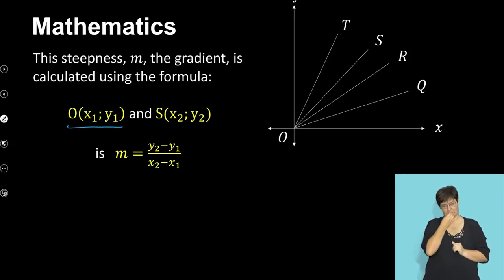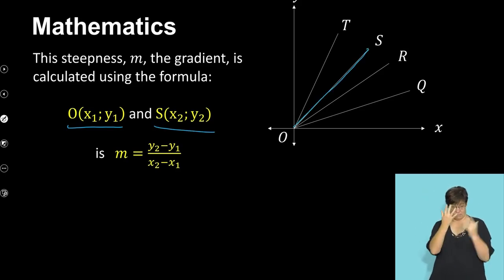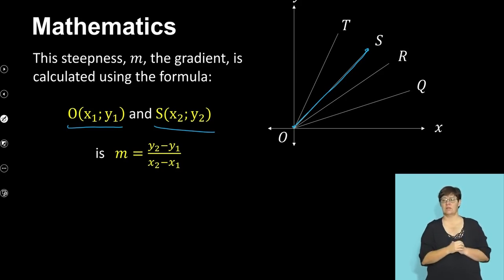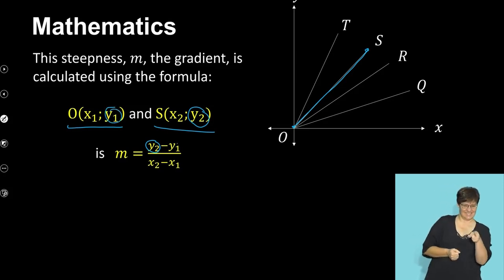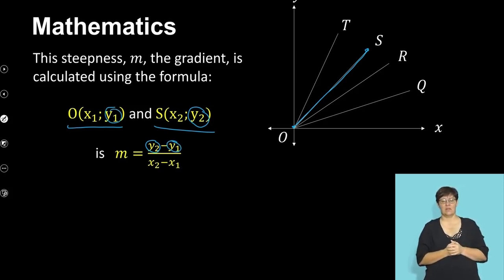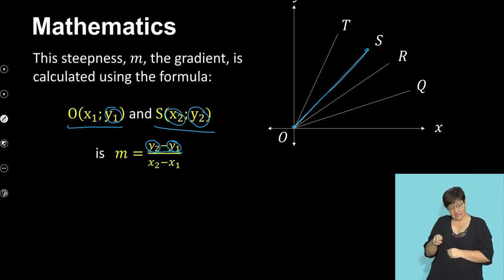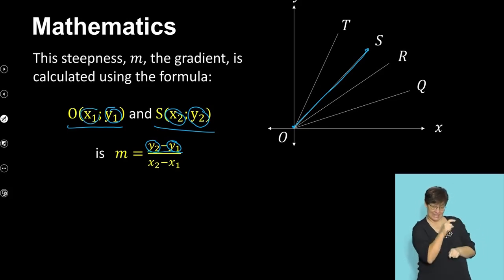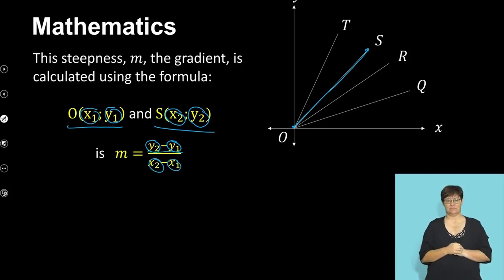If I've got 2 points, O and S, and I were working out the steepness of this line, I would take the y value of the second point and subtract the y value of the first point, and then I would divide all of that by the x value of the second point minus the x value of the first point, and that will give me a number that describes the steepness of a graph. Awesome. So let's jump into some examples.